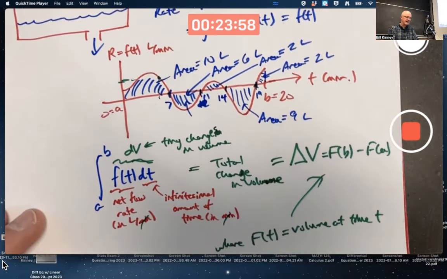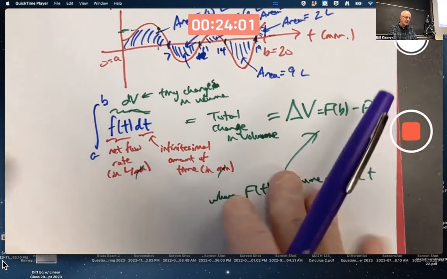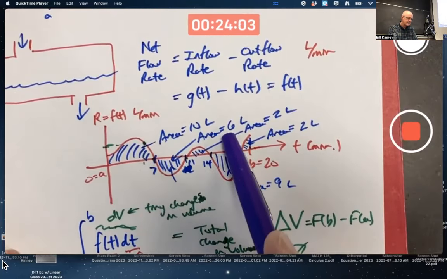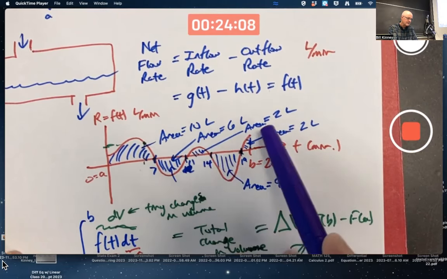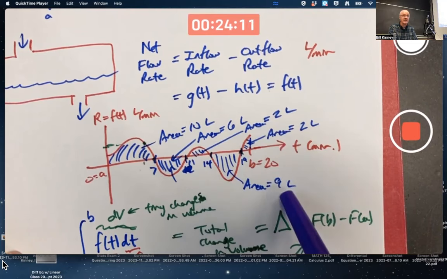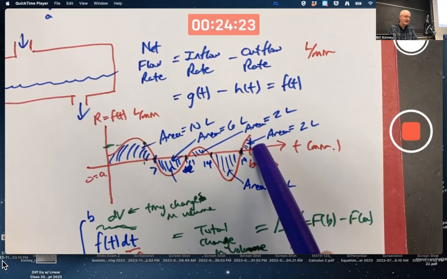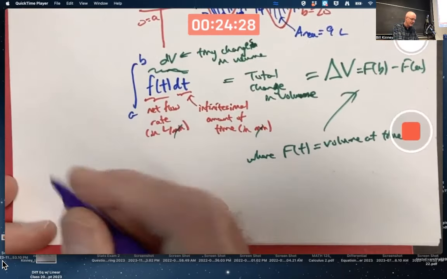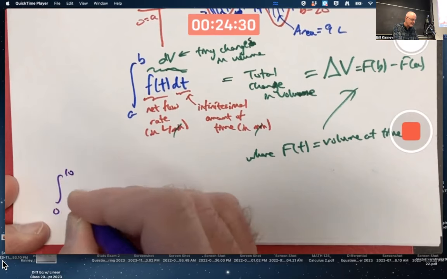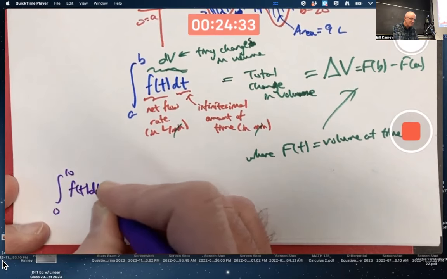So the final value of the integral is going to be 10 minus 6 plus 2 minus 9 plus 2. 4 plus 2 is 6. Minus 9 is negative 15. Oh, no. 6. Sorry. I was thinking negative 6 minus 9. 6 minus 9 is negative 3. Plus 2 is negative 1. How about that? I ended up with a negative value. I could say the integral from 0 to 10 of f of t here.